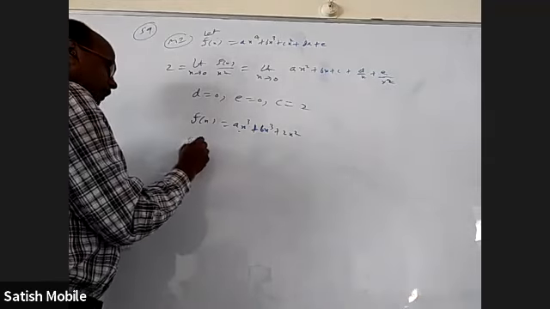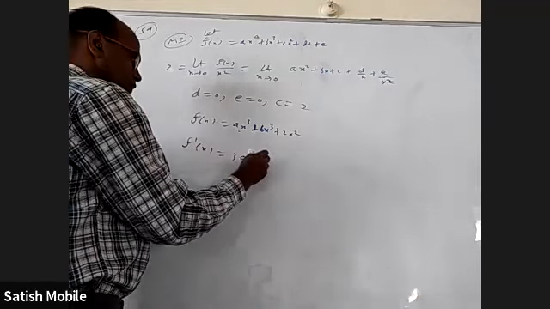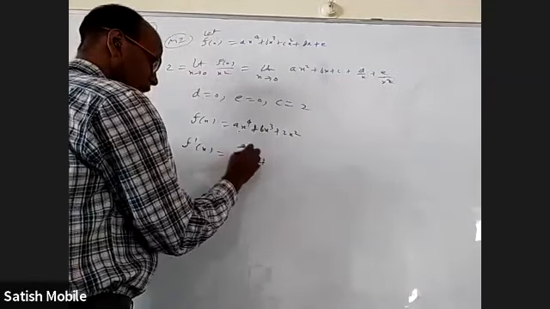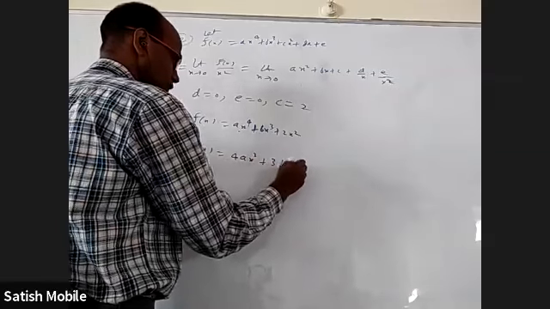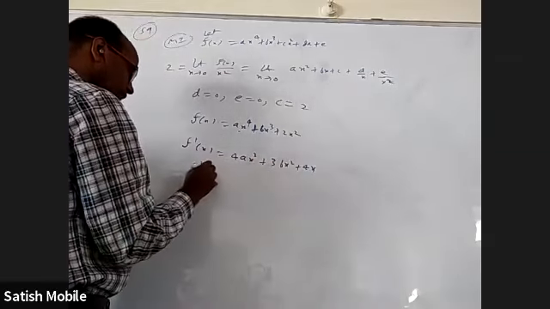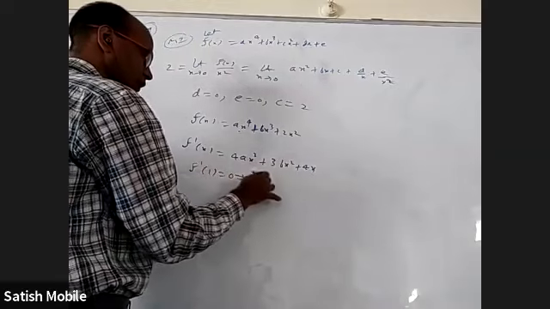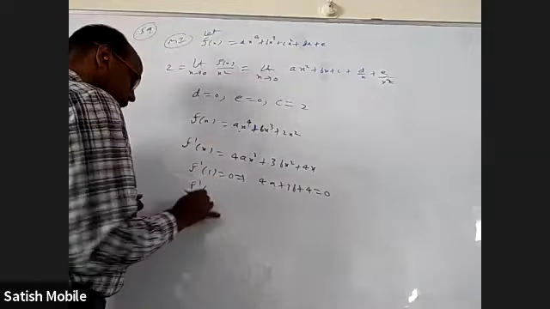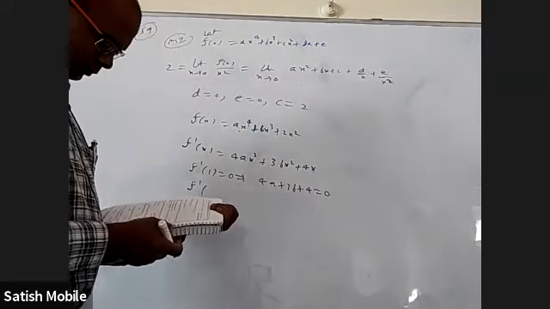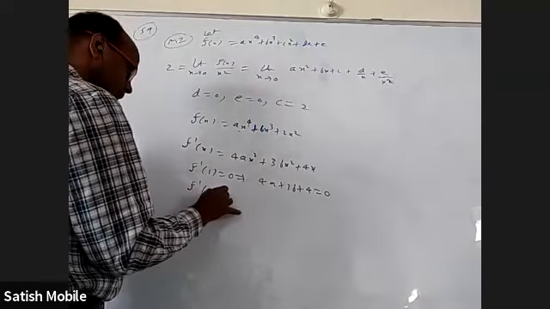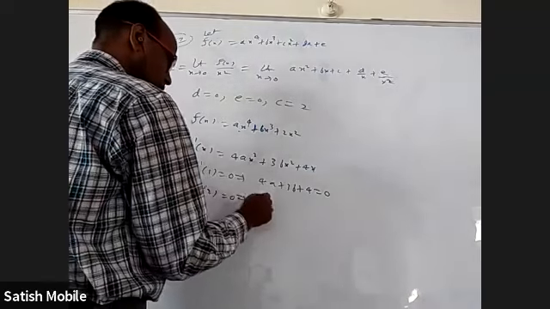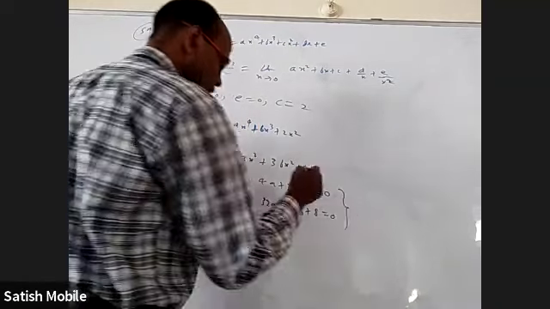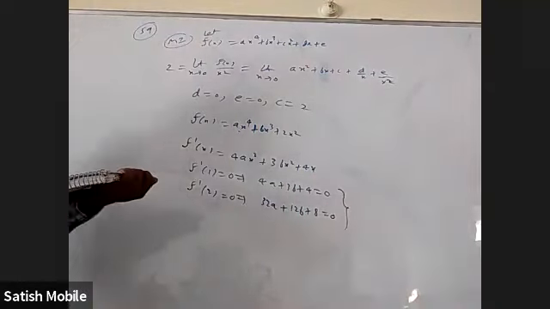So f dash x is 3ax square, sorry, 4ax cube plus 3bx square plus 4x. F dash 1 is 0. From that, I'll get 4a plus 3b plus 4 is 0. F dash 2 is 0. From that, 32a plus 12b plus 8 equal to 0. So from these two you will get the a value and b value. Then you got the quadratic.